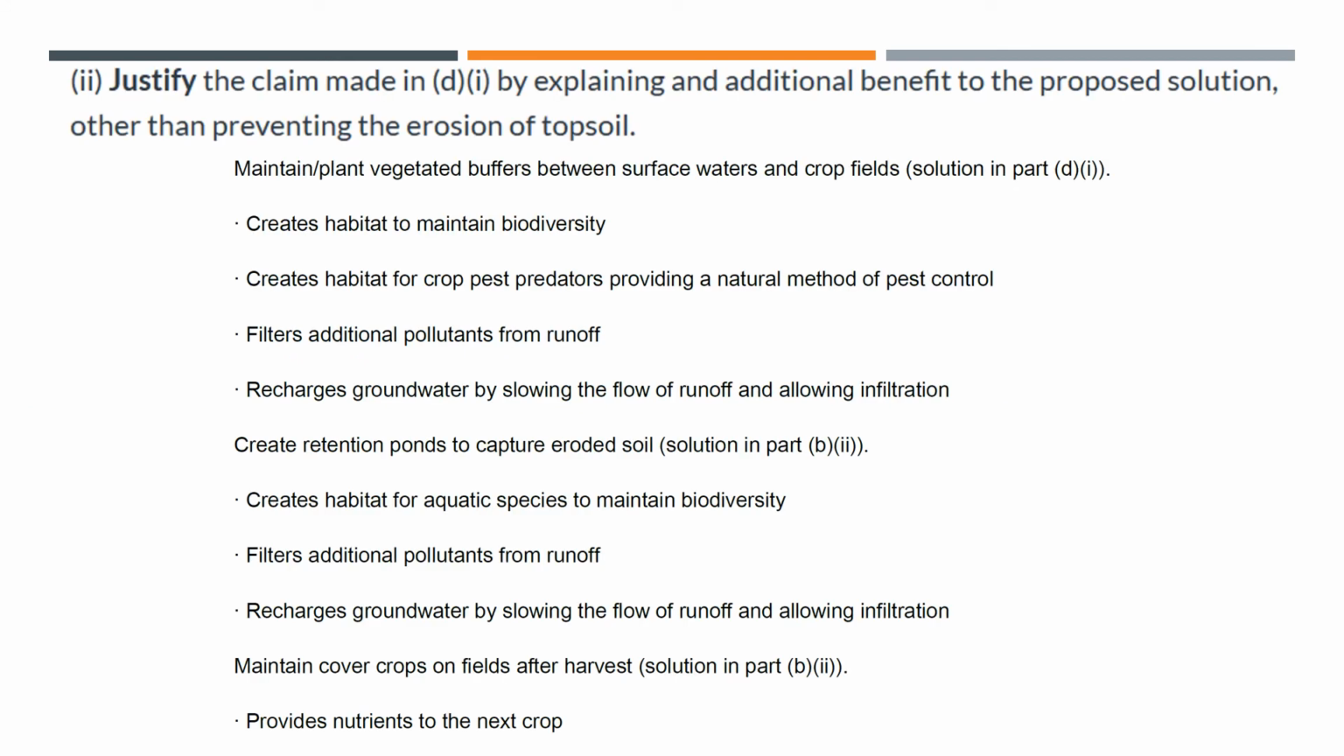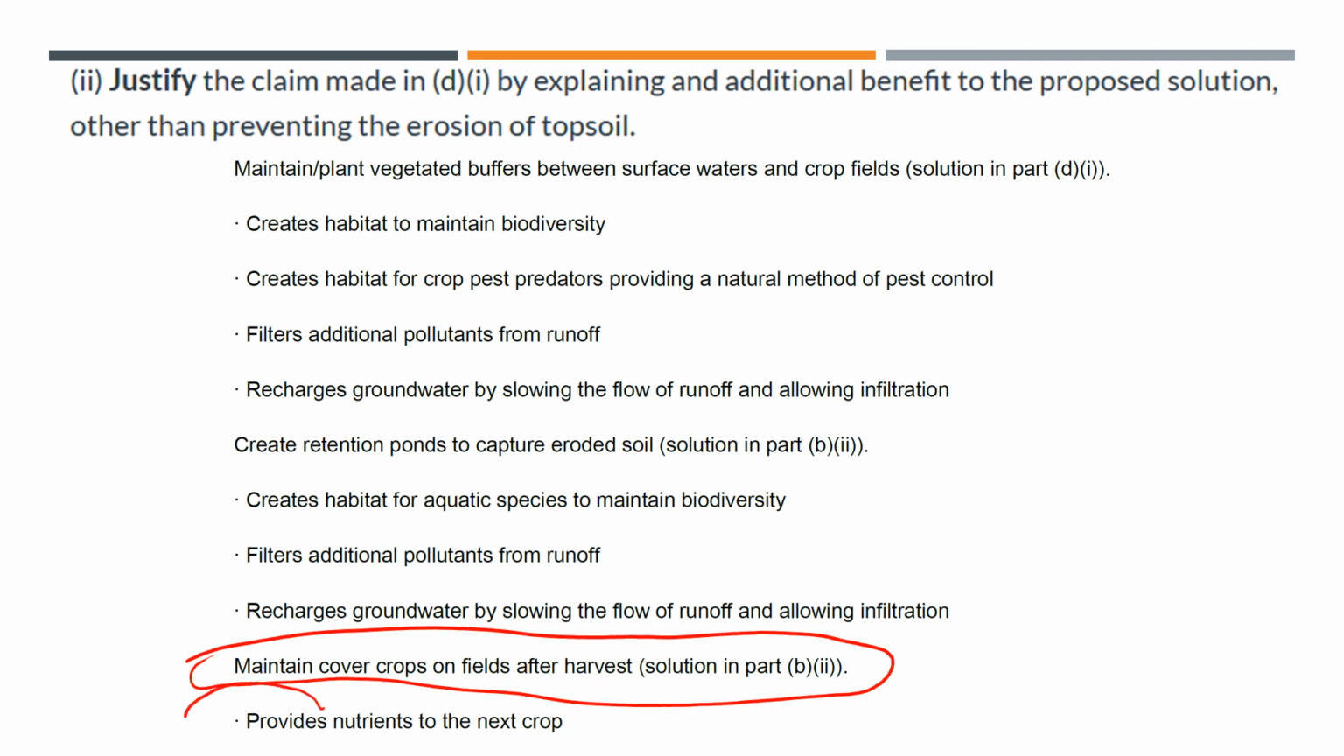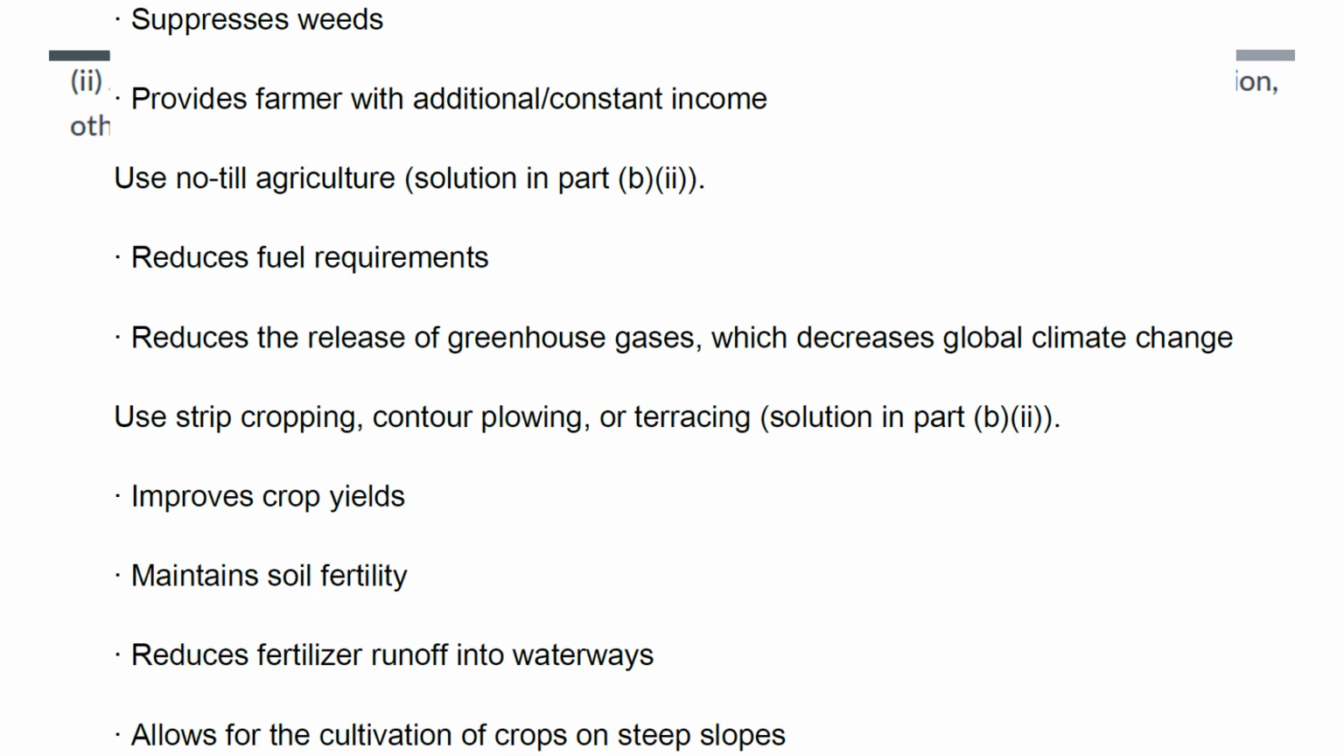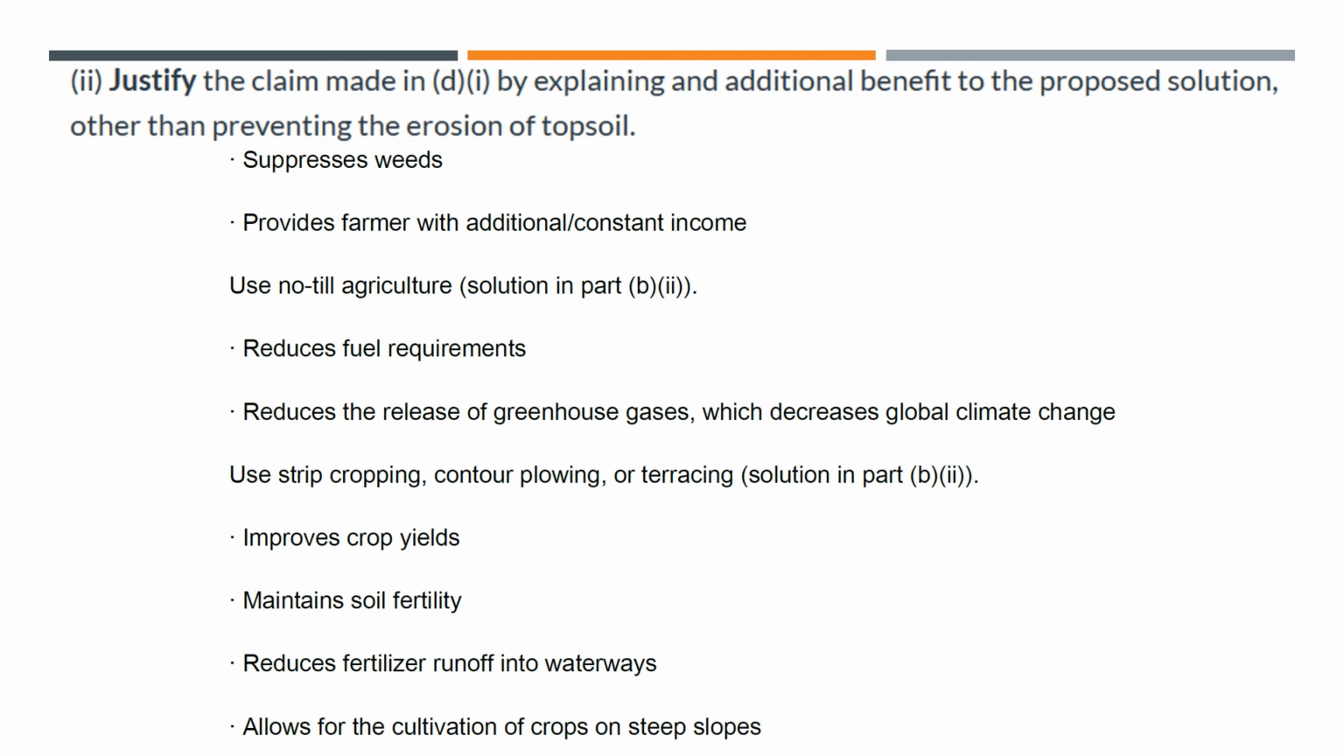For number two's solution, we need to tie in an additional benefit. And since we had the maintain cover crops on fields after harvest solution, we're going to also concentrate on the provides nutrients to the next crop answer. Well, here are some of the answers that you guys see. I'm going to take another look here as well. I'm going to be erasing this. And you can pause to read the information here. You may pause on the next slide as well. Here you guys go. Additional benefits. Pause if needed.